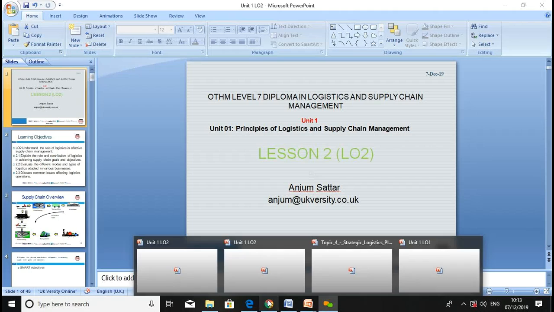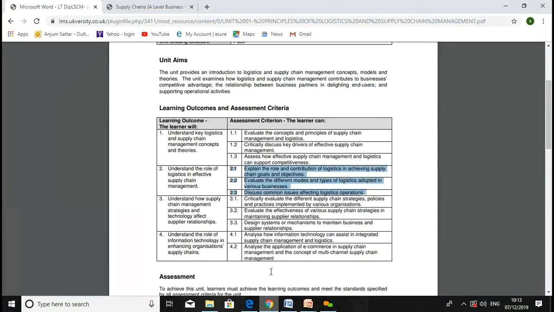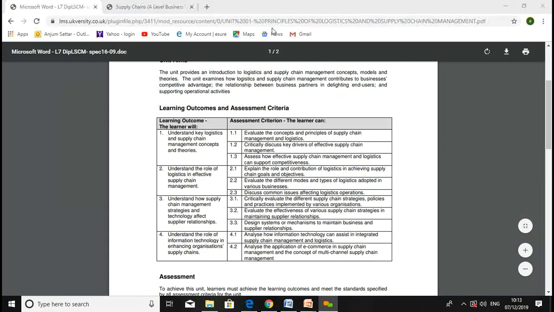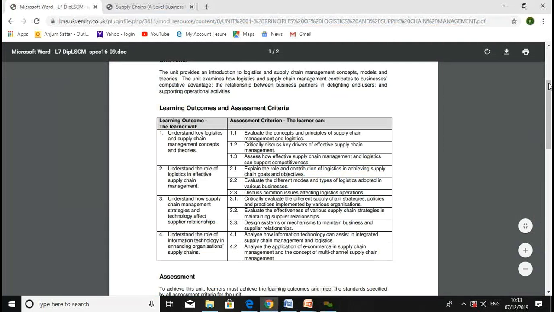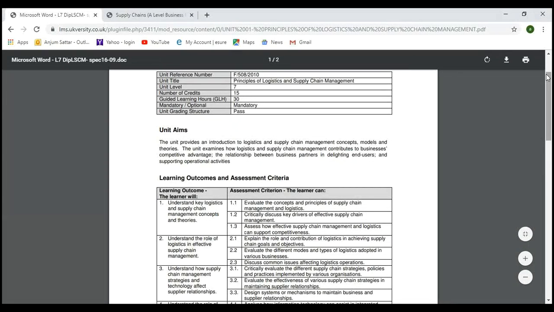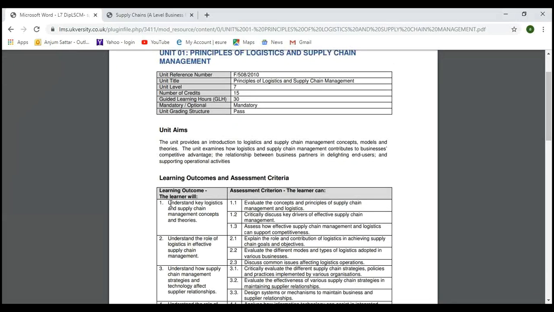Before starting our lesson 2, we'll recap what we learned during our last lesson. Anybody remember anything from last lesson? During last lesson, we learned about LO1: understand the key logistic and supply chain management concepts and theories. We discussed key theories, just in time, and various inventory management methods as well.